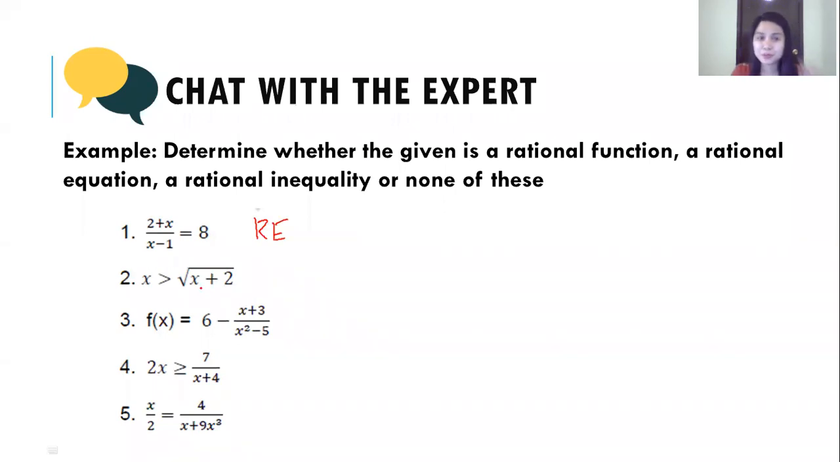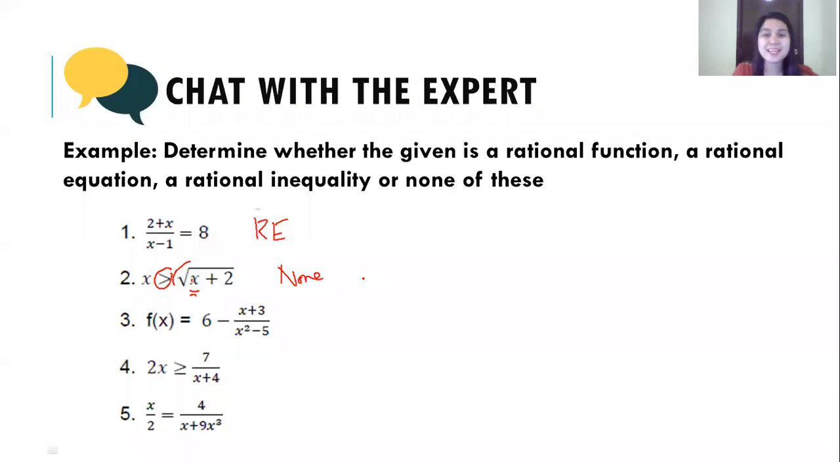Next, number two. X is greater than the square root of x plus 2. You might be confused with the inequality, but look at the radical sign. X is a radicand, so none of this. It's not a rational inequality.